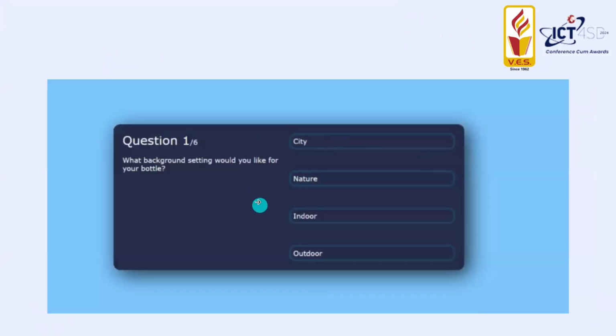And here we gauge what the designer wants through questionnaires, where the designer can answer basic questions like what background setting would you like and so on.